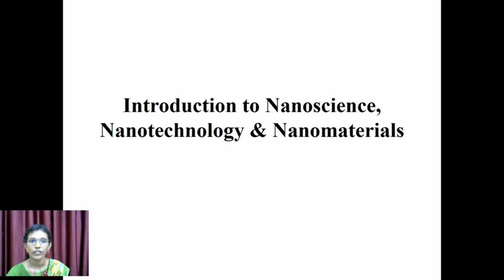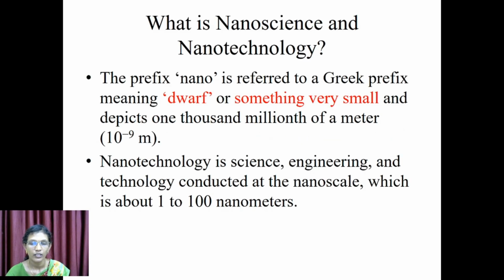Students, today we are going to learn about the introduction to nanotechnology, nanoscience and nanomaterials. So what are nanoscience and nanotechnology? The prefix nano is a Greek word meaning dwarf, or something very small. It is one thousand millionth of a meter, so it means 10 to the power of minus 9 meter.